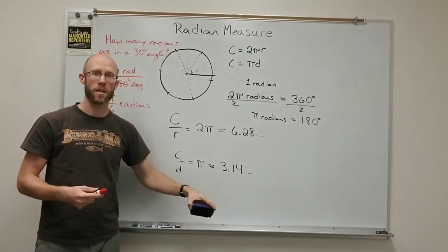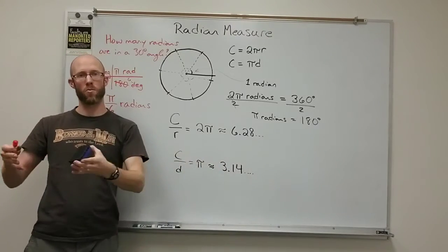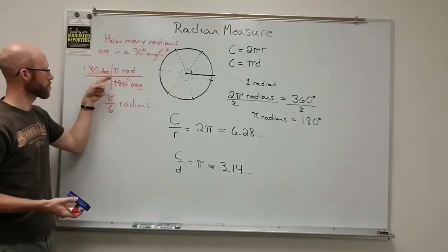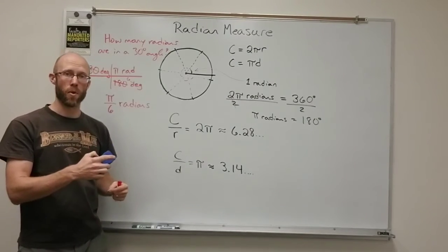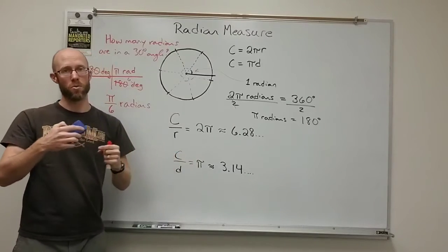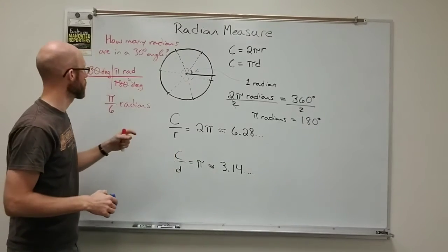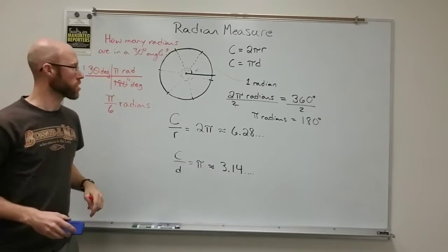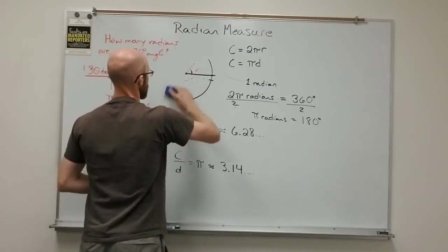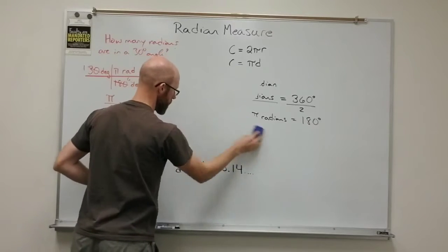And really, any degree measure can be converted to radians simply by multiplying by pi over 180. Conversely, if you wanted to convert from radians to degrees, you could multiply by 180 over pi. You flip that fraction over. Okay, so take a couple of examples.